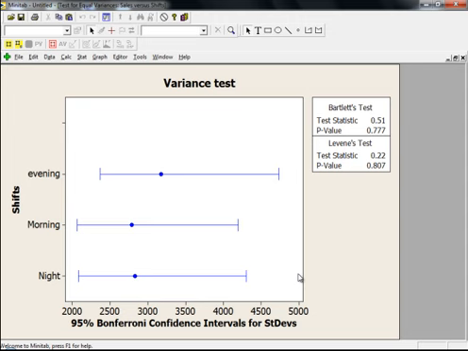So now, before we find out whether we should look at the p-value of Levene or Bartlett, let's find out whether our distribution is normal or not.